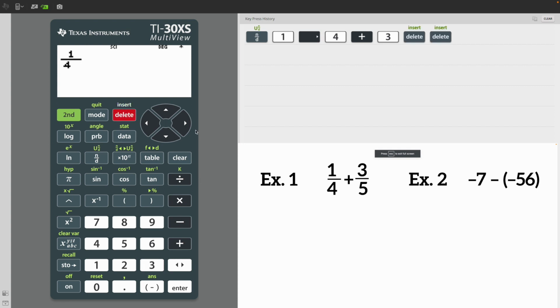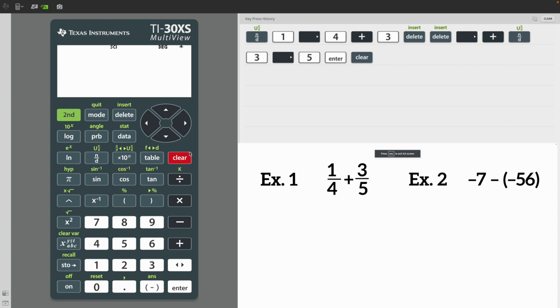But I've got to make sure to arrow out of the fraction before I select plus and then a fraction again and 3. Navigate with the arrows, fifths, press enter. And I get this fraction 17/20. Look at example 2.